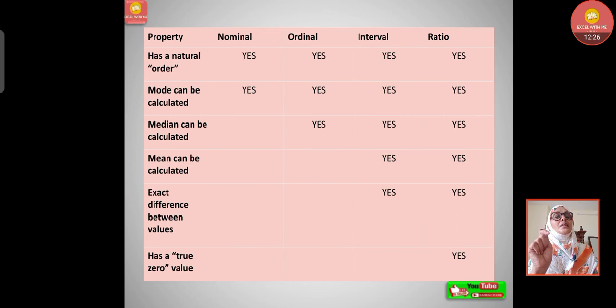Now, can median be calculated? No, for nominal we cannot calculate median, but for the other three, ordinal, interval, ratio, we can. Then mean can be calculated only for interval and ratio. Then exact difference between values we can understand only for interval and ratio. A true zero value exists only for the ratio scale.